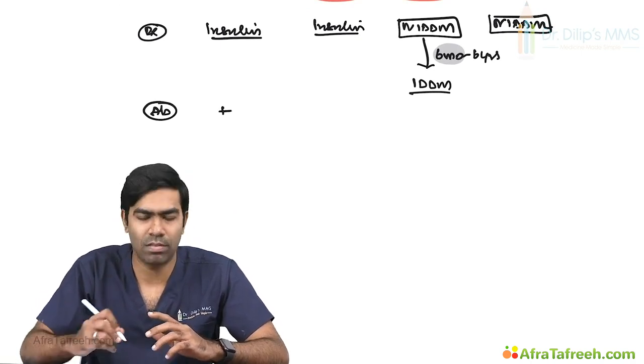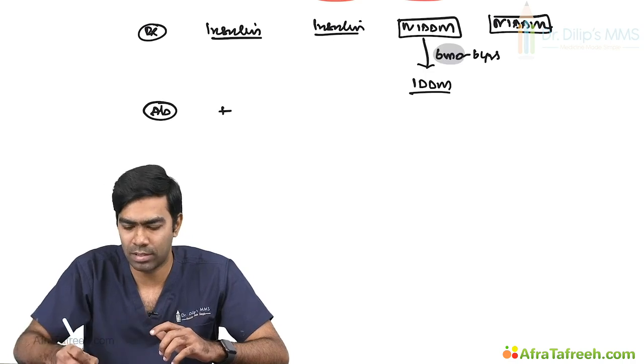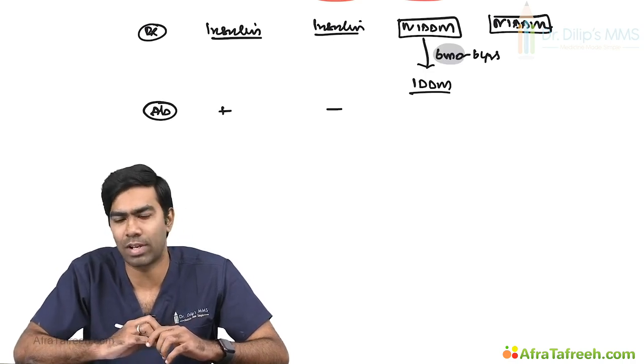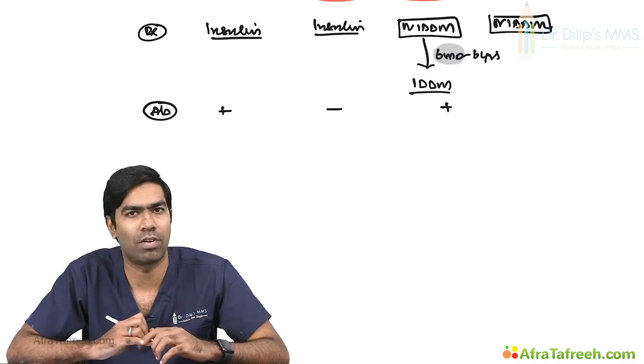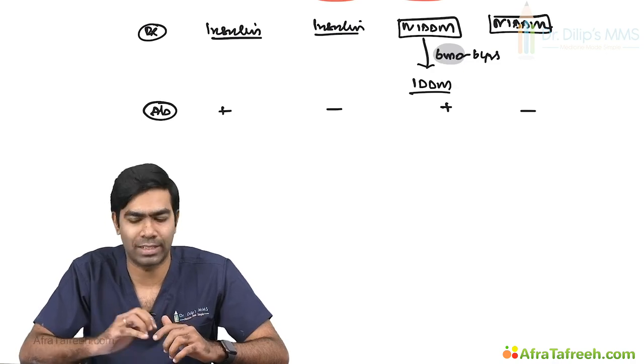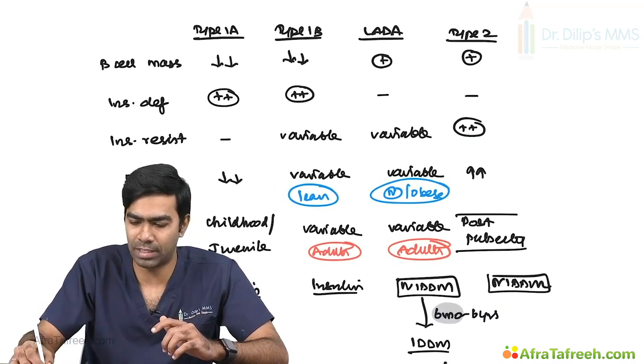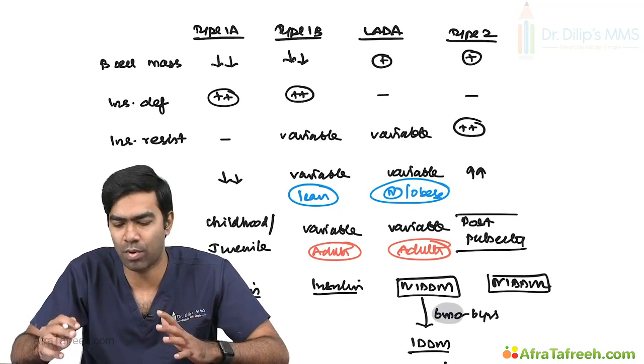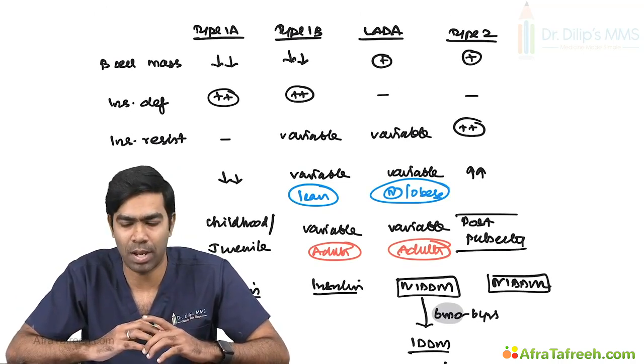Antibodies tend to be positive in the setting of type 1A diabetes, tend to be negative in the setting of type 1B, positive in the setting of LADA, and at the same time negative in the setting of your classic type 2 diabetes mellitus. So these are the basis of our current classification of type 1A, 1B, LADA as well as type 2 diabetes mellitus.